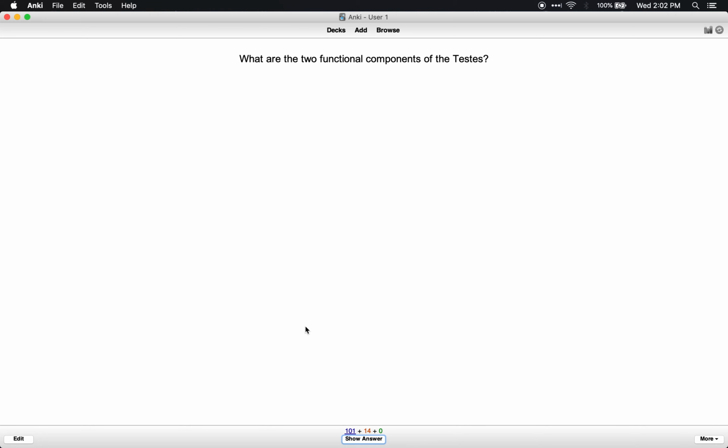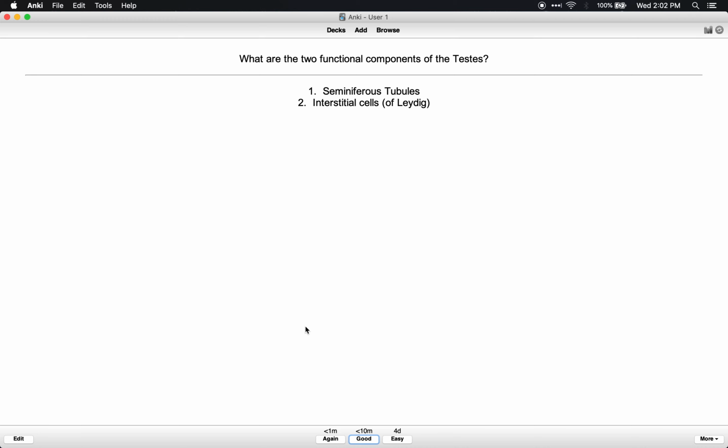What are the two functional components of the testes? Seminiferous tubules and interstitial cells of Leydig.